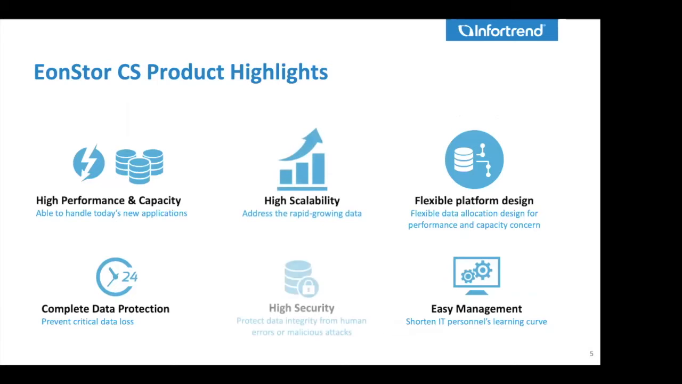So just a quick snapshot of what the CS is good at, product highlights. It's high performance capacity, it's easy to scale. As we'll see, it's a very flexible platform design. So there are 16 bay and 24 bay 3U and 4U nodes and expansion systems. There are also high density 4U 60 disk nodes and expansion systems.